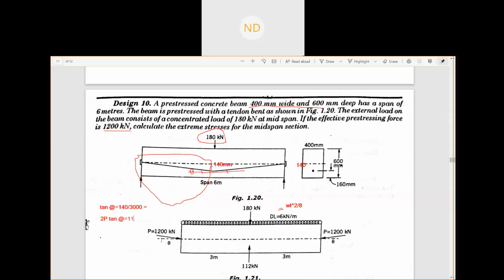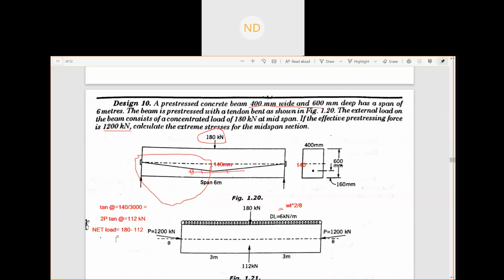112 kilonewton. I don't know the answer, but if you're getting it, then it's okay. So 2p tan theta, that means this is the upward thrust. We got it to be this much. Now we can calculate the net load. Net load will be 180 minus our 112 kilonewton.